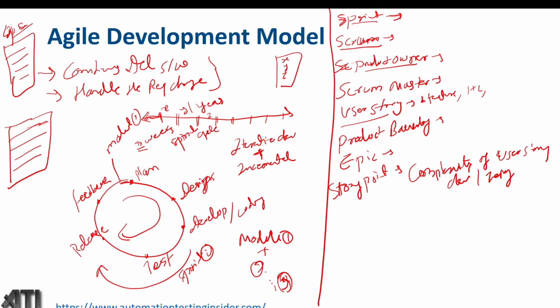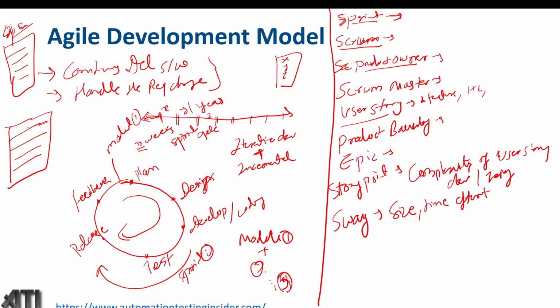And the next thing is swag. Another term is called swag. So basically in swag, what happens is it is a way to compare the size, time, and effort to develop any particular user story.